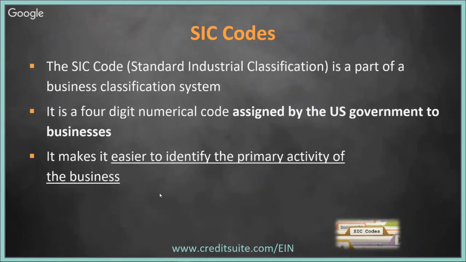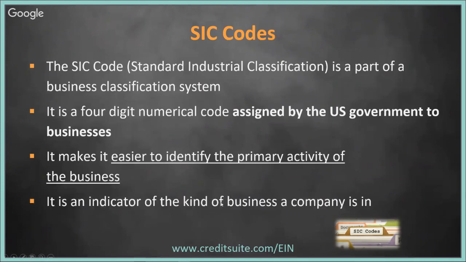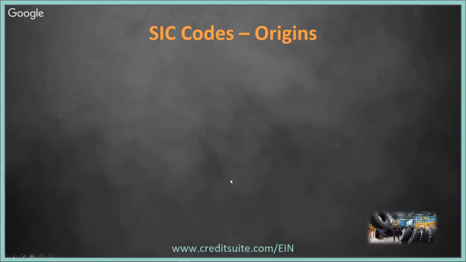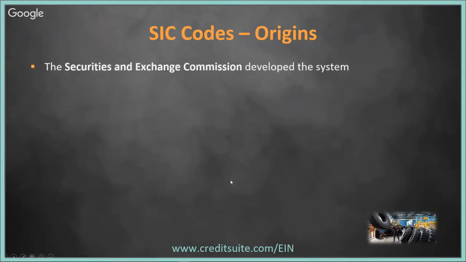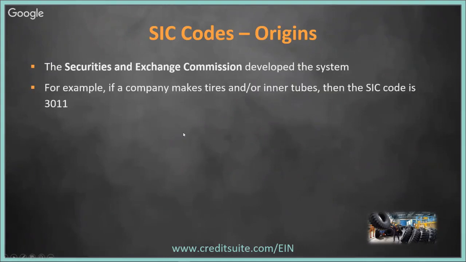SIC codes were designed by our government to identify the classification of business you're in, basically the type of industry that you're actually in. Now, it's also an indicator of the kind of business the company's in. And again, that is why this was created, so the government could better segment businesses in the United States to know what industries they actually represent. Now, the SEC developed the system. For example, if a company makes tires and or inner tubes, then the SIC code is 3011. It was created so our government, the SEC for example, could better recognize what industry these companies are in.